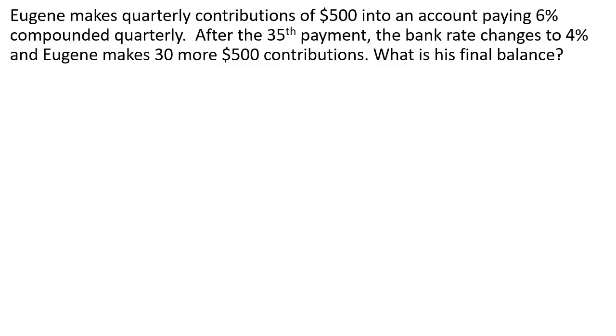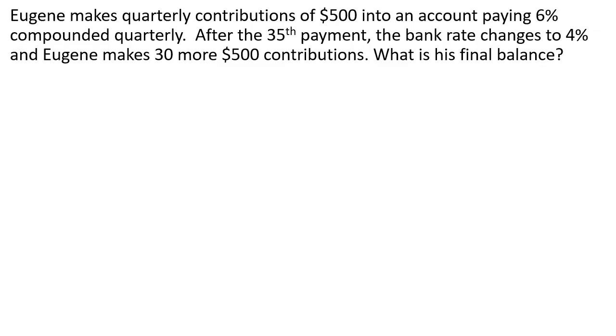All right, so we're going to try to figure out this problem where Eugene is making quarterly contributions of $500 into an account paying 6% for 35 payments, but then the bank changes the rate and he makes some more contributions. Whenever we have a problem like this where the rate changes or what we're doing changes, we have to think of it as a separate chunk of money or separate phase.